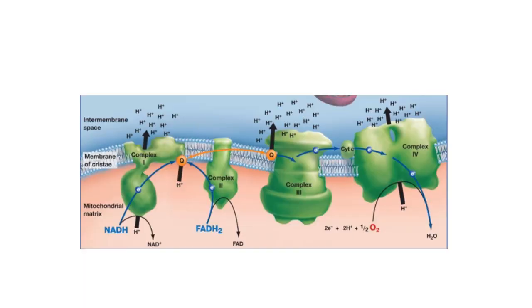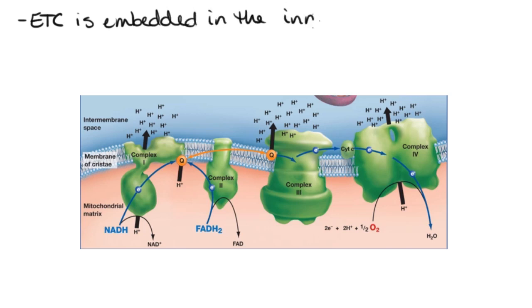Here we have another look at the electron transport chain, but here we're seeing it as it actually is inside of the cell. So this electron transport chain, and I'm abbreviating it as ETC, is embedded in the inner membrane of the mitochondria.